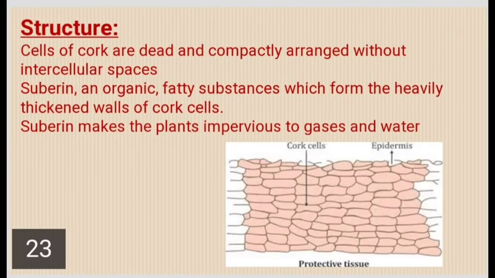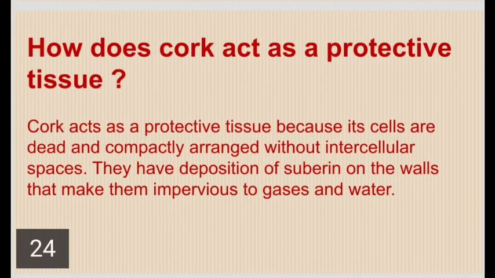Structure of cork. Cells of cork are dead and compactly arranged without intercellular spaces. Suberin, an organic fatty substance, forms the heavily thickened walls of cork cells. Suberin makes a plant impervious to gases and water. How does cork act as a protective tissue? Cork acts as a protective tissue because its cells are dead and compactly arranged without intercellular spaces. They have deposition of suberin on the walls that make them impervious to gases and water.